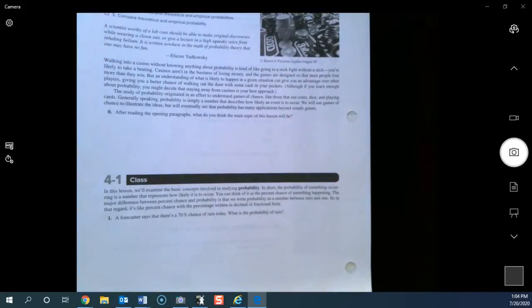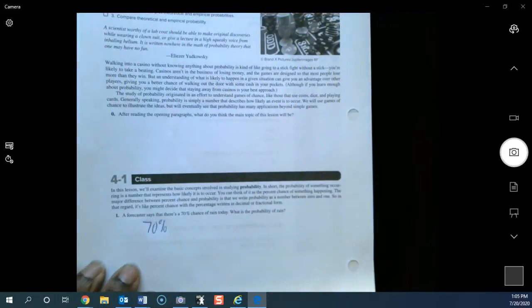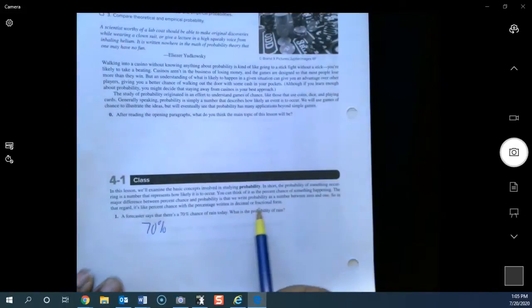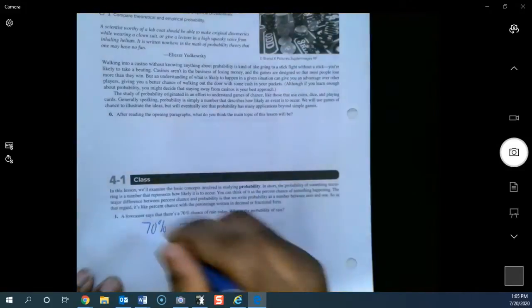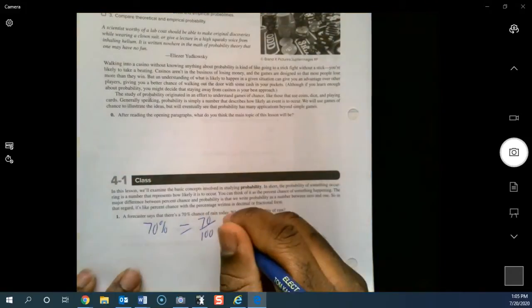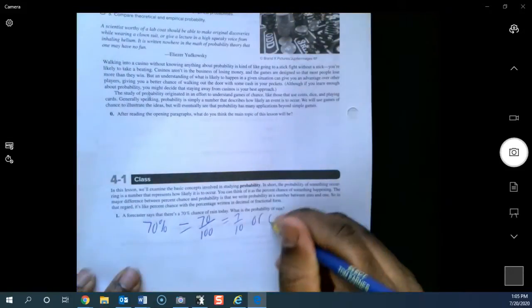Number one, it says a forecaster says that there's a 70% chance of rain today. What is the probability of rain? So remember, 70% is written as so, but now we have to rewrite this as a decimal or fractional form because we want our answer to be between 0 and 1. So 70% is the same thing as 70 over 100. And then we can simplify this to be 7/10. Or we could write this as 0.7.